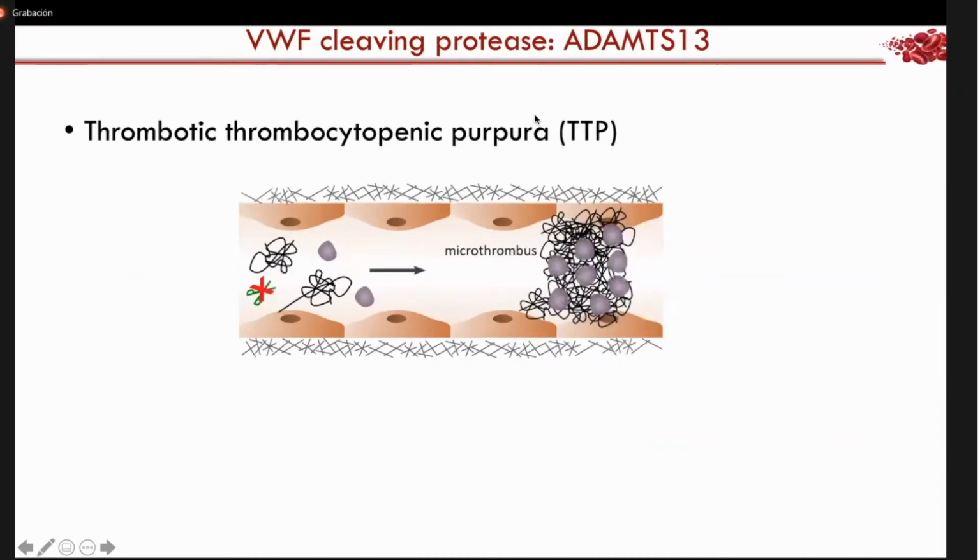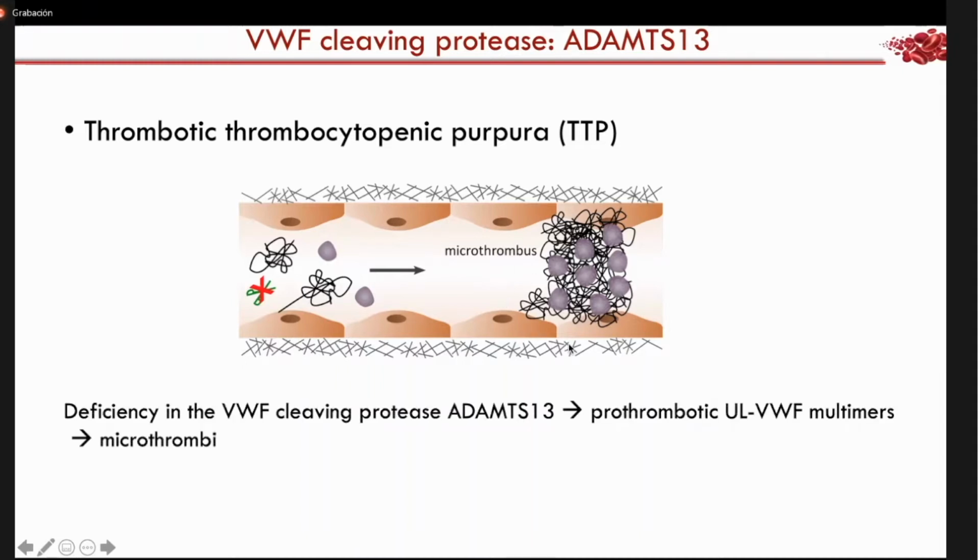If we look at what is happening in a TTP patient, we see that the VWF cleaving protease, here presented as a scissor, is deficient in TTP. So it does not work, meaning that the ultra-large VWF multimers are not cleaved, and they can spontaneously bind to platelets, and microthrombi are formed. And these microthrombi block the arterioles and the capillaries in many organs.